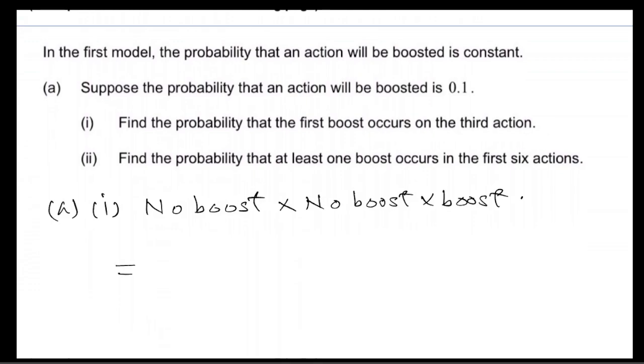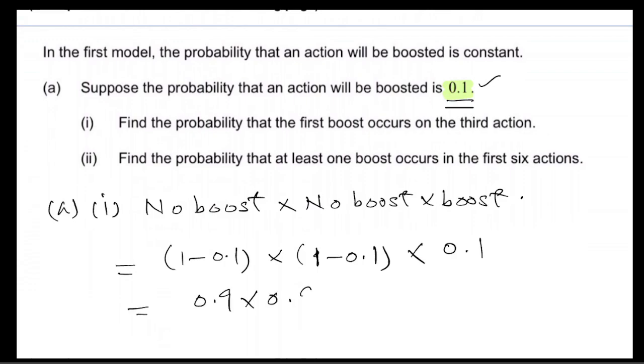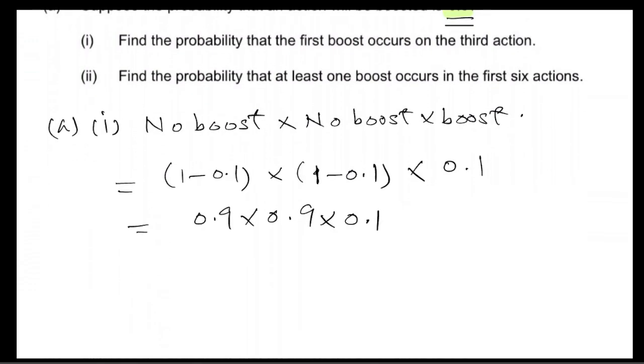Now, boost is 0.1, so no boost will be 1 minus 0.1. So 1 minus 0.1, into 1 minus 0.1, into boost. Boost is 0.1. So this is 0.9 into 0.9 into 0.1, which gives you an answer of 0.081. So this is the final answer of this part. I hope you understood this.